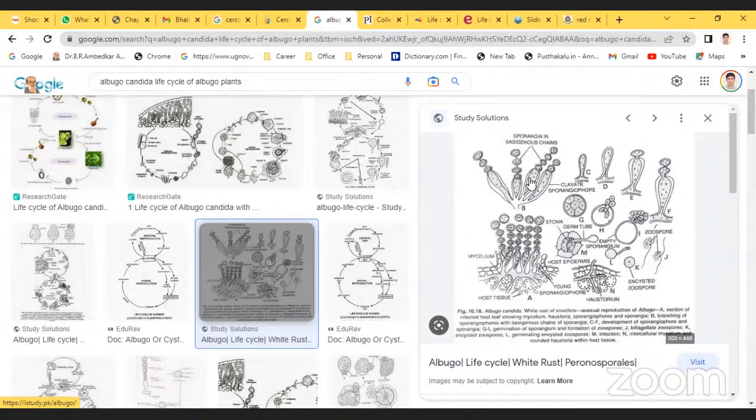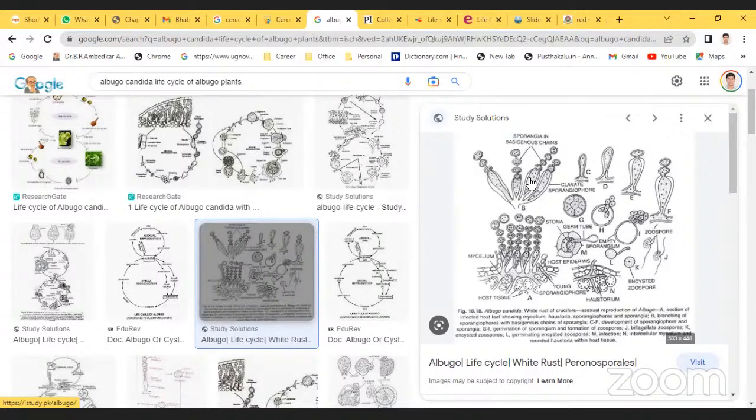Each zoospore is kidney-shaped with 2 lateral flagella. In each zoospore, how many flagella? 2 flagella. In the flagella, it consists of the lateral. Lateral means sides. The flagella develop on the sides.